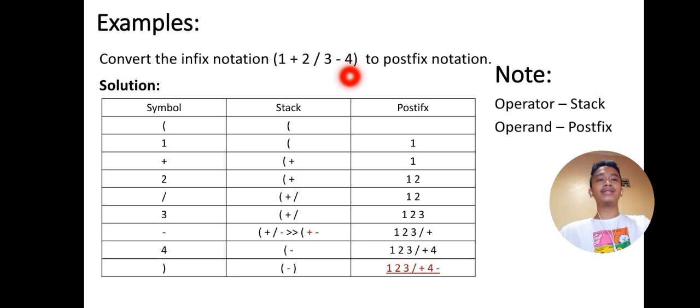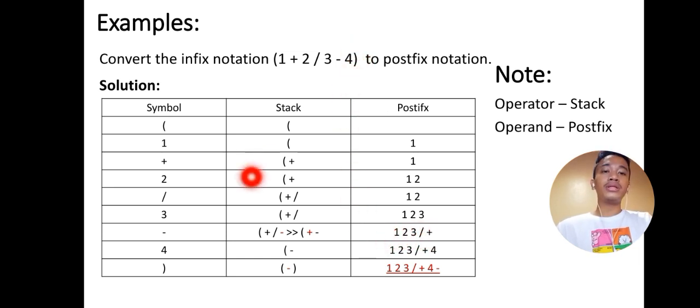So next, 4. 4 is an operand. So the stack, nothing happened. It is still open parenthesis, minus, and since 4 is an operand, we need to input it in the postfix section. So our postfix now is 1, 2, 3 divided by plus 4.